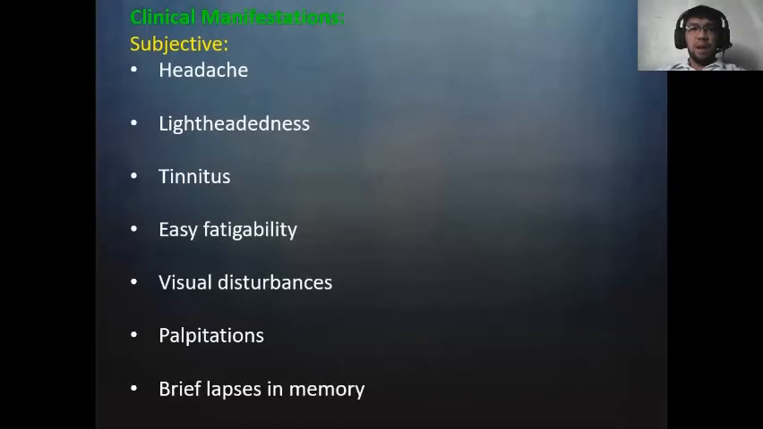Now, clinical manifestations, subjective signs and symptoms. The patient will commonly feel headache, usually at the back of the head at the occiput. There's lightheadedness. There's tinnitus, easy fatigability due to decrease in the circulating blood brought about by constricted arteries. There are visual disturbances. For severe hypertension, they can see spots or flashing of light within their field of vision. There are palpitations and brief lapses in memory, but that rarely occurs.